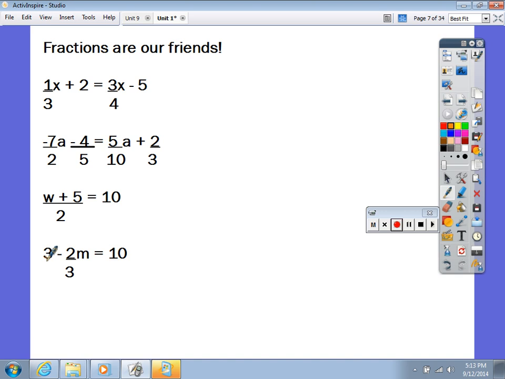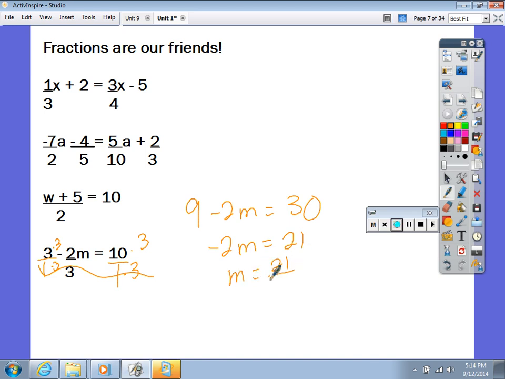Sometimes they'd say subtract the 3 and then multiply by the multiplicative inverse. You know what? You don't even have to do that. If you want, you can go ahead once again. You can find a common denominator, which would be 3. And I would have 9, because that's going to cancel, right? Minus 2m equals 30. And then from there, you would just solve. You could subtract 9, which is going to give you 21. And then you divide. So 21 over negative 2, or negative 21 over 2, which is the same as negative fraction. It's whatever you want to do.